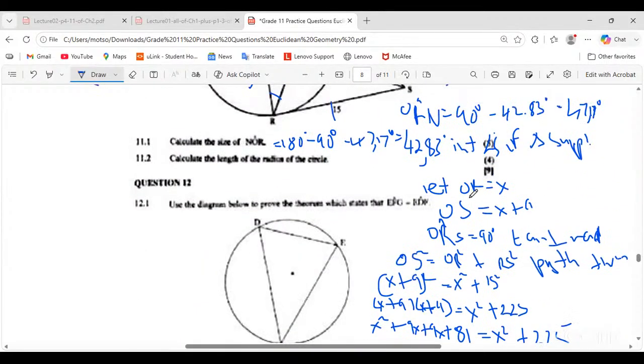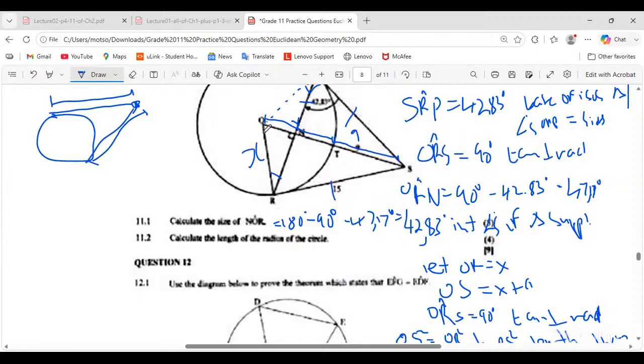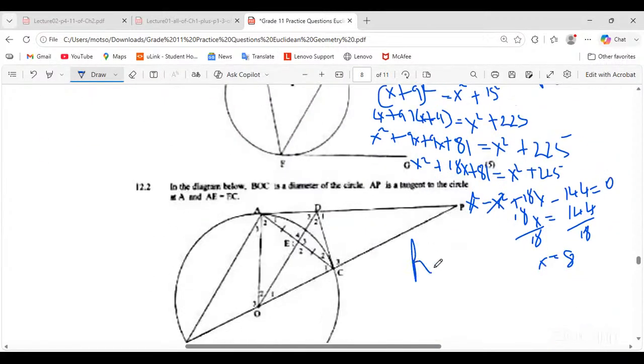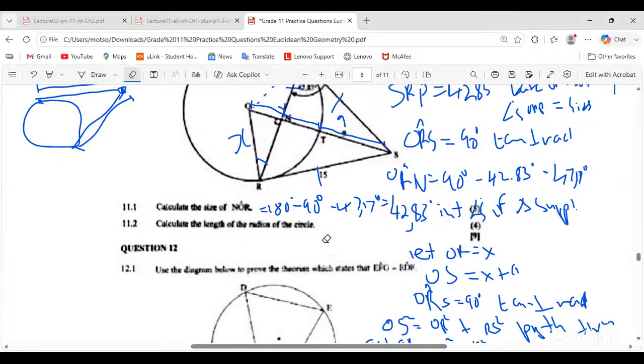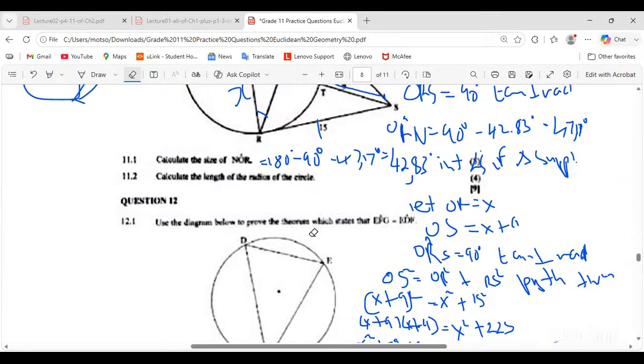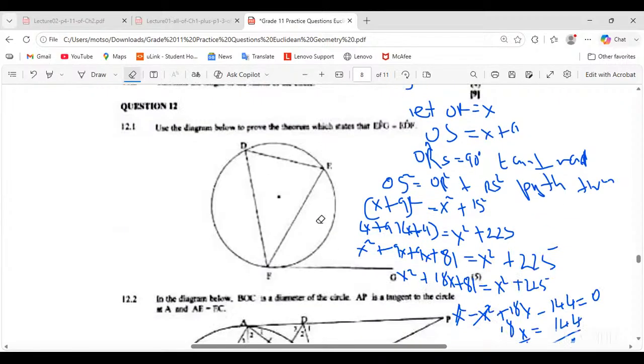We said x is OR. Therefore, OR is the radius of this circle. Now, you will simply say the radius of the circle is equal to 8 units. By doing that, you are now done answering the questions you were required to answer. Now, we will end here for this lesson. For the next one, we will start proving this theorem.